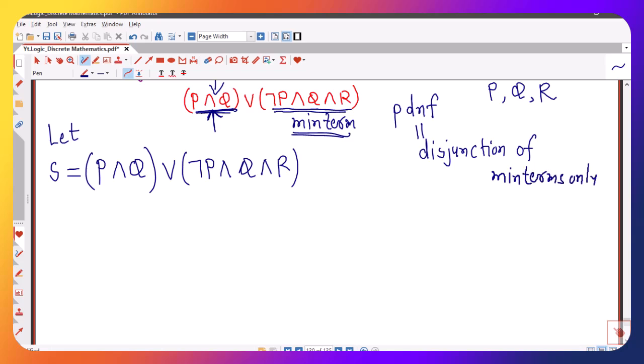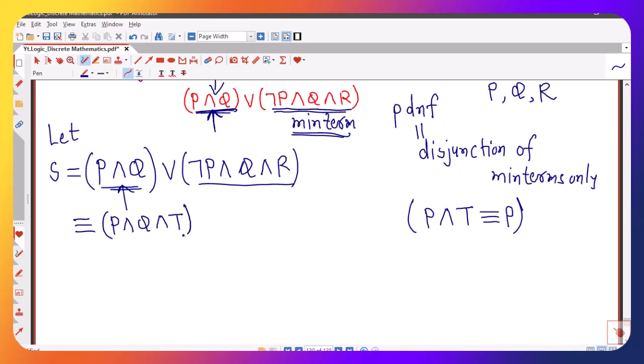That is the definition of PDNF, disjunction of min terms only. So here this is a min term, but this is not a min term because R is missing here. So to write down min terms here, we can use this formula. We know that if we consider conjunction of P and T, then this is always equivalent to capital P. So using this logical equivalence, we can rewrite this P and Q as P and Q and T, and we keep this part as it is, negation P and Q and R.